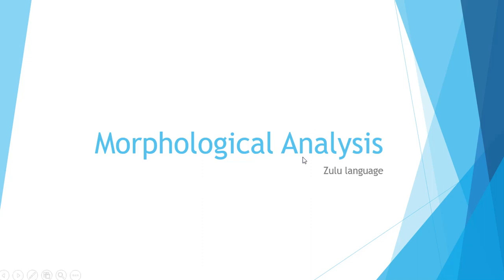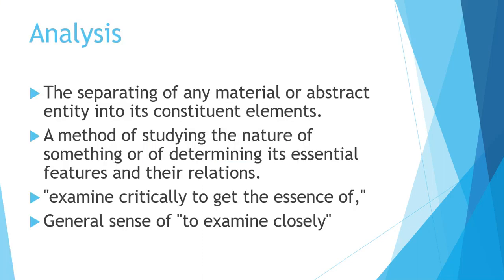But first of all, I have told you that you have to do this assignment if you analyze. But what is an analysis? An analysis is the separation of any material or abstract entity into its constituent elements. That means, students, that you need to analyze morpheme by morpheme in these words in order to know what the meaning of those morphemes is. It is also a method of studying the nature of something or of determining its essential features and their relations.